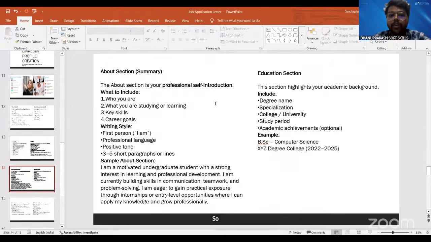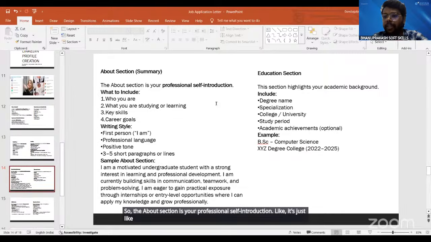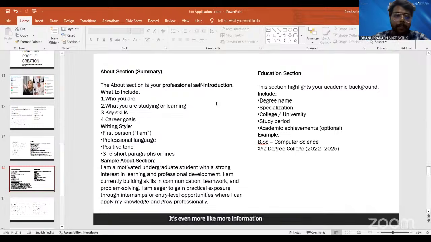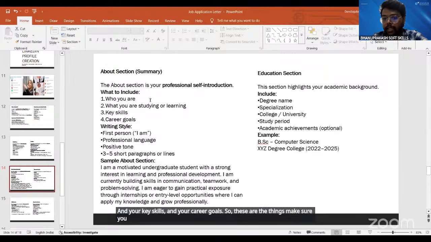The about section is your professional self-introduction. It's just like the introduction that we give, the same thing, but with even more information than the previous one. You need to include who you are exactly, what you are studying or learning, your key skills, and your career goals. Make sure you add these things in your about section.